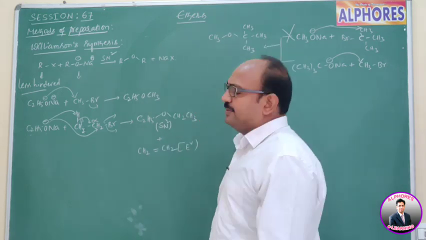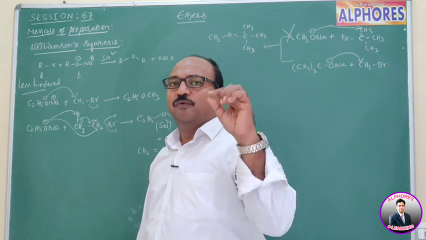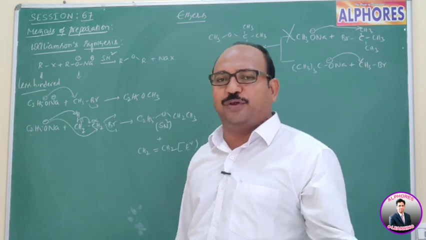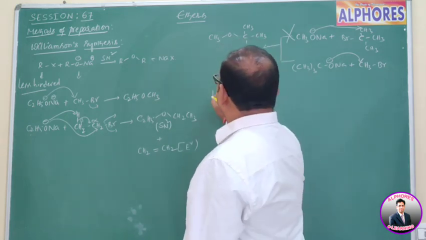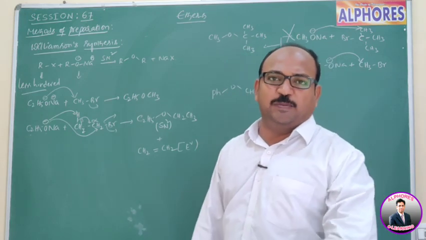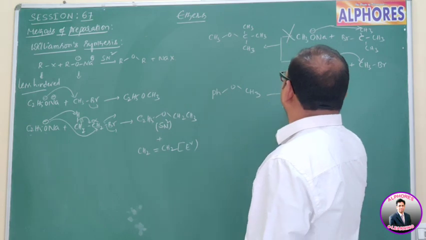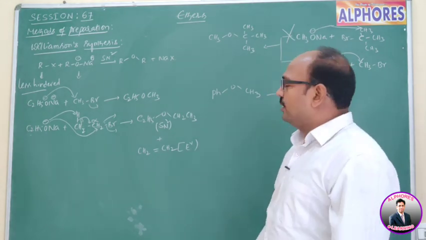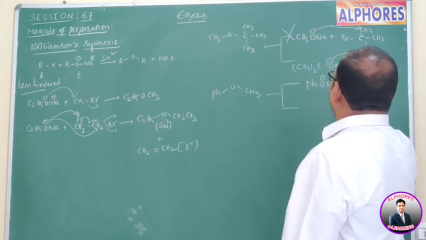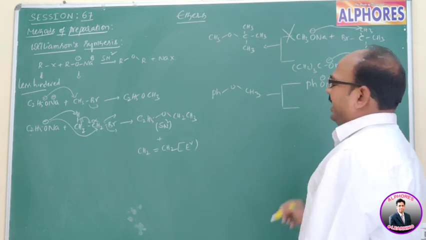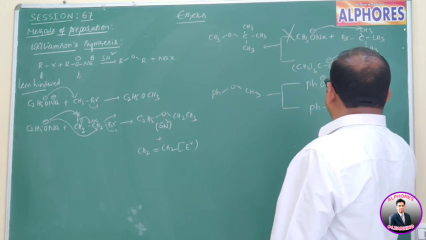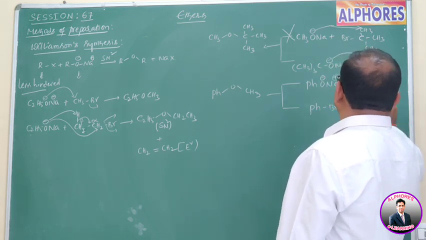Now, if we want to prepare phenyl methyl ether, in which way can we prepare it? Let us see. This one also we can prepare in two ways. Path 1: sodium phenoxide upon reaction with methyl iodide. And path 2: phenyl bromide upon reaction with CH3ONa.